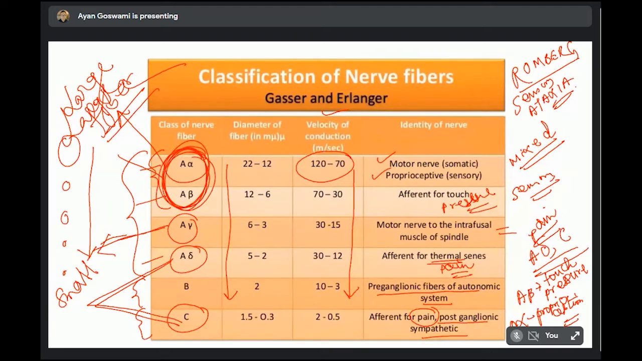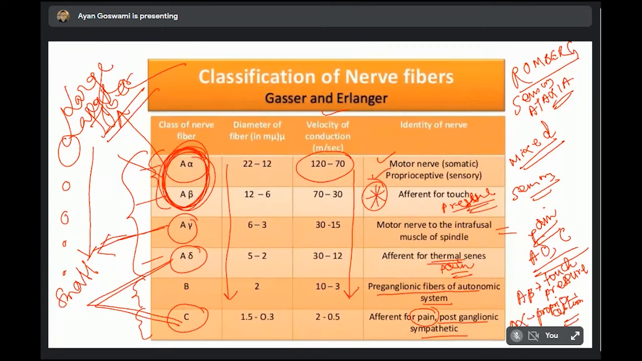So similarly, you see A beta fibers, it is for touch sensation and pressure sensation, right? A beta fiber, it is for touch sensation and pressure sensation. So when A beta fibers are damaged, the patient's touch sensation and pressure sensation will be gone, right? So once you touch, the patient cannot identify that something is touching my skin, right? So A alpha neuropathy or A beta neuropathy, these two are large fiber neuropathy, right?